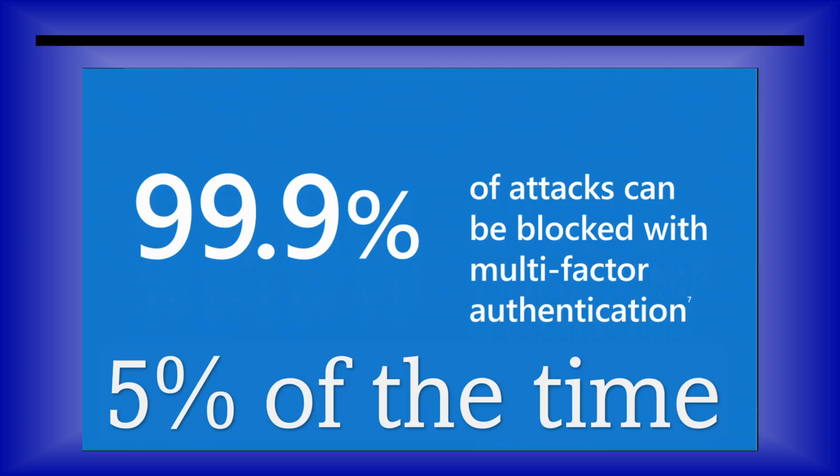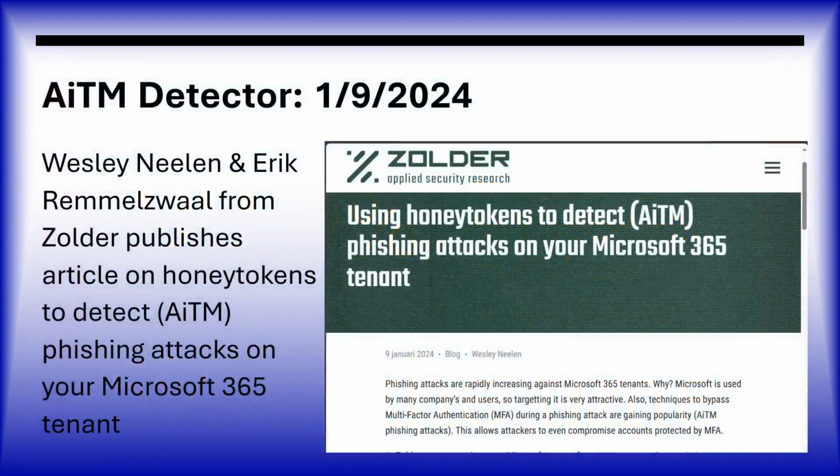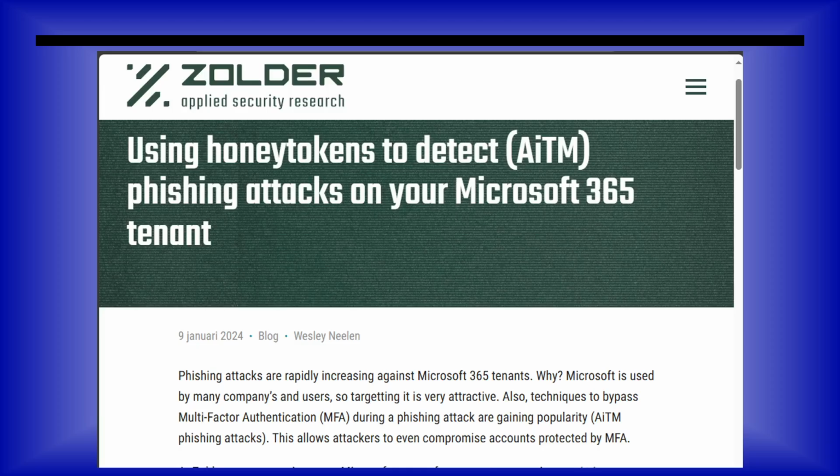So that's the back end, with an explanation of how attackers are compromising accounts with multi-factor authentication. Now I'll focus on the main part of this video, that cool background changing and how all that happened. This all started on January 9th, 2024. A company called Zolder, which is a really cool company that has paid services for protecting Microsoft 365 accounts, has a very active blog and does a lot for the community in terms of what they post. They posted an article on how you can utilize a honey token to detect adversary-in-the-middle attacks.